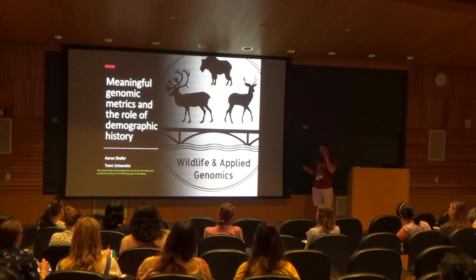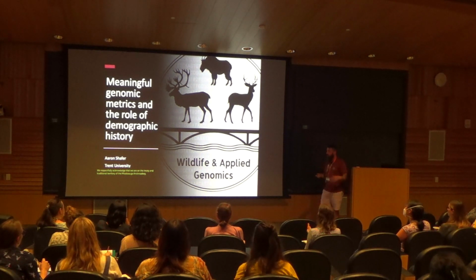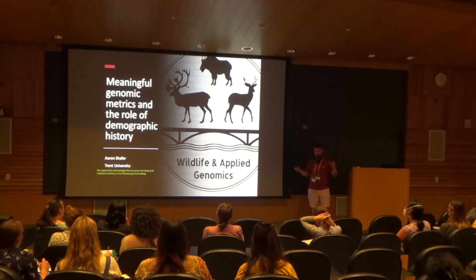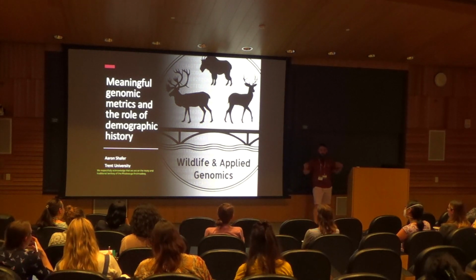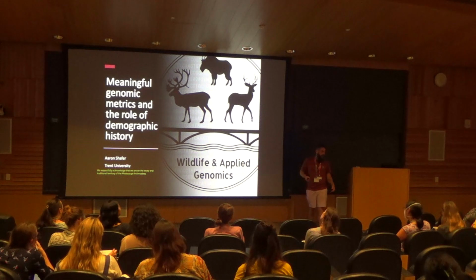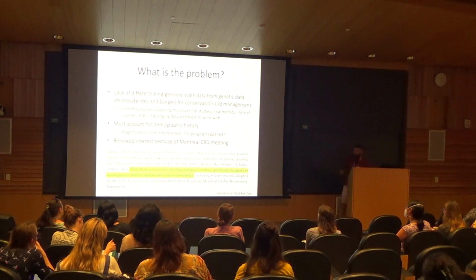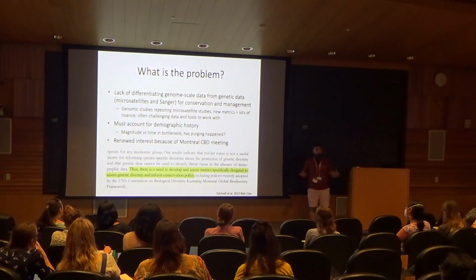What I want to talk about today is a question I've been wrestling with for a while now: trying to find meaningful genomic metrics, specifically with respect to small populations and populations of conservation concern, taking into account demographic history. So I thought it'd be worthwhile starting with what I think the problem is.